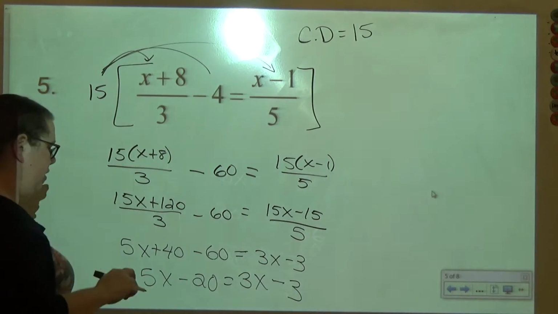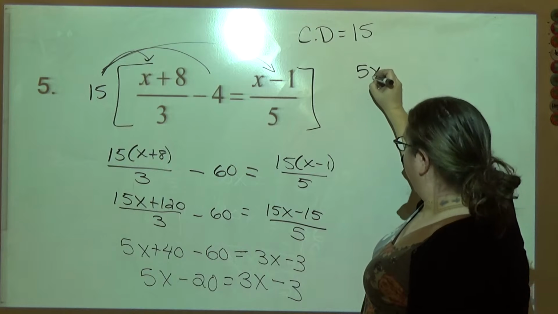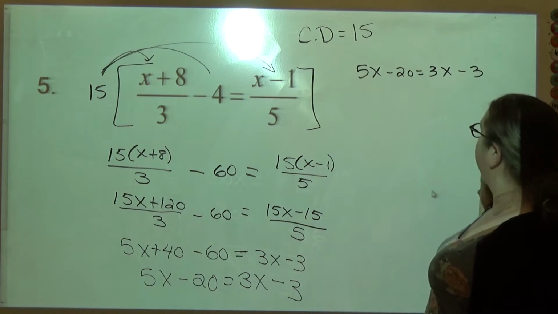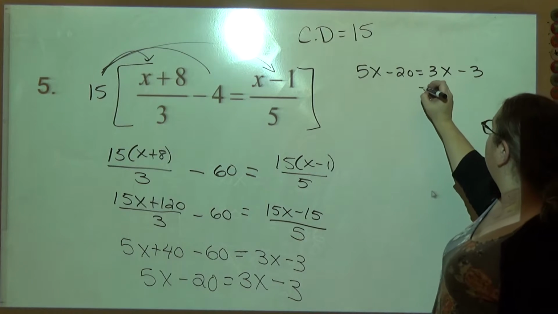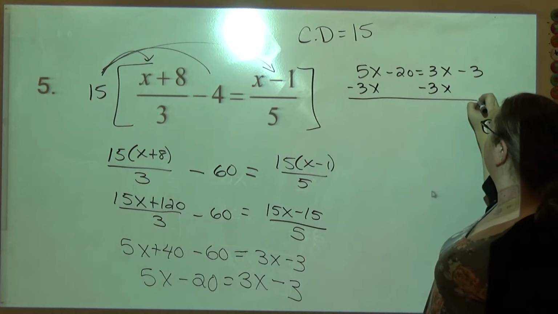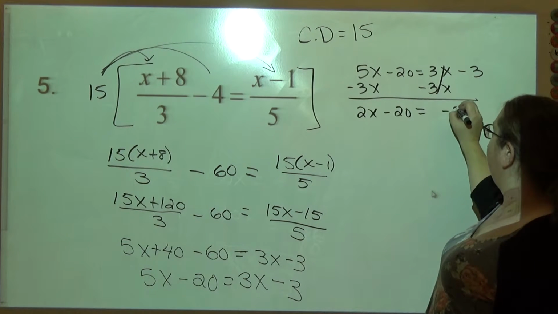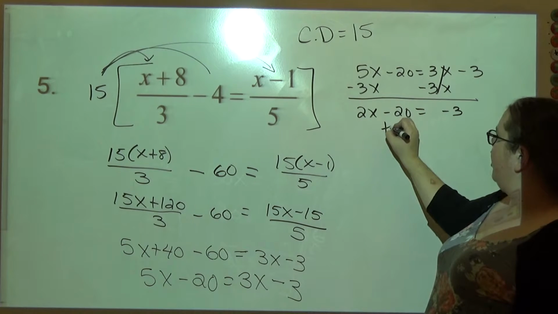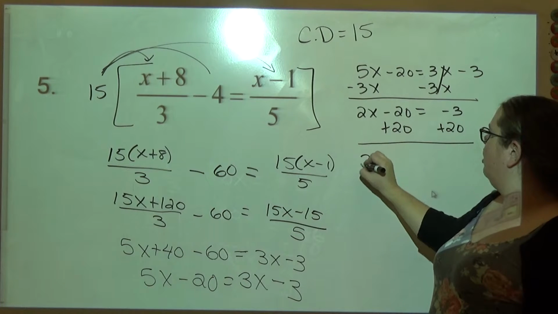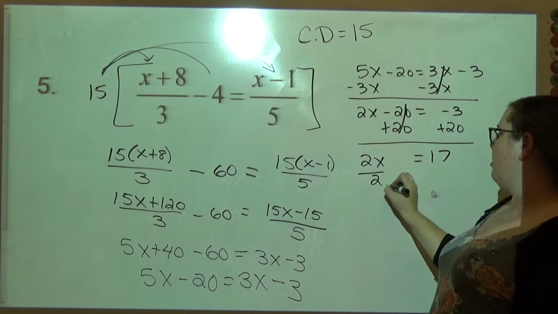All right. I'm going to move it up top. Move my smaller x, minus 3x. 2x minus 20 equals negative 3. Add my 20. 2x equals 17. And finally divide by my coefficient.